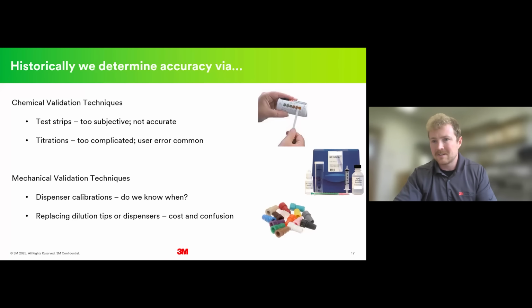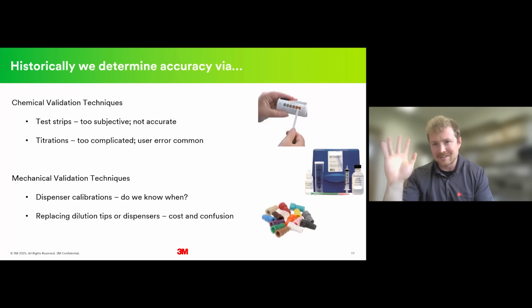Why I'm bringing this to the forefront of this conversation is that there's no perfect silver bullet method out there for testing dilution accuracy, which is why 3M spent a bunch of time trying to figure out a good method we can use in facilities to give you a more accurate reading. Now, there are also mechanical validation techniques, like dispenser calibrations. That's a common question that we in the technical service team would receive: what's your calibration cycle, or how often do you need to calibrate your dispenser? That's definitely a common question. And then also dilution tips or metering orifices.